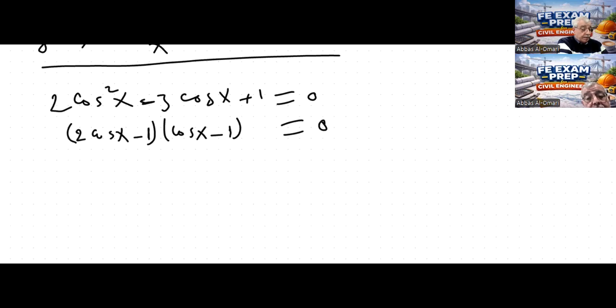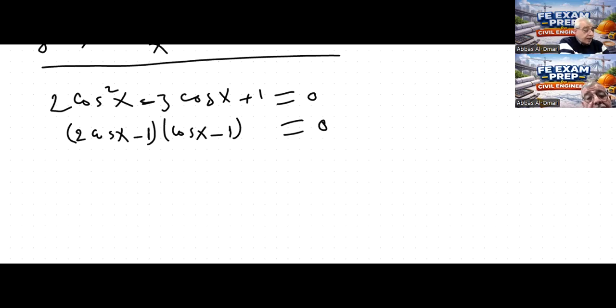2 cosine x by -1, so that's -2 cosine x, and the two outer values plus the two inner values should give us the intermediate term. So we have 2 cosine x by -1, that's -2 cosine x, plus minus cosine x, that equals -3 cosine x. So the breakdown of this term into two terms is correct. Now we have two brackets. The product of them is 0. So either the first one is 0 or the second one is 0.